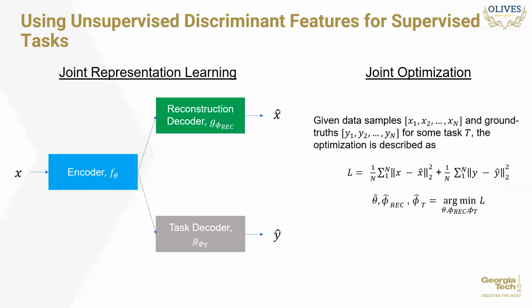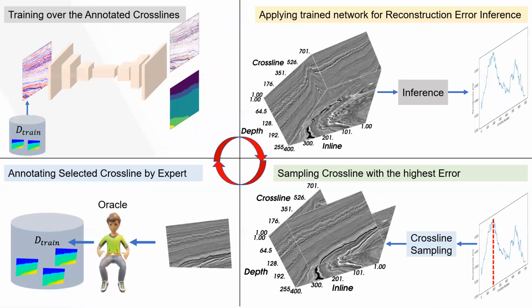By having the network train on these two tasks simultaneously, we end up with a situation where the reconstruction decoder can point us to the most relevant samples that would be needed by the task decoder, in terms of sample efficiency. So this is the proposed active learning framework using this paradigm.